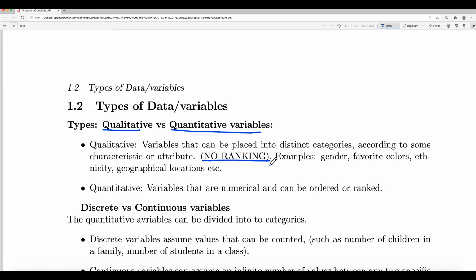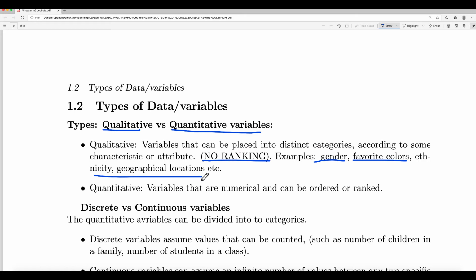In that case, we call it qualitative data. For example, gender. The data related to gender is not ranked data, or it is not rankable data. Favorite colors, ethnicity, geographical locations, those kinds of data are called qualitative data.